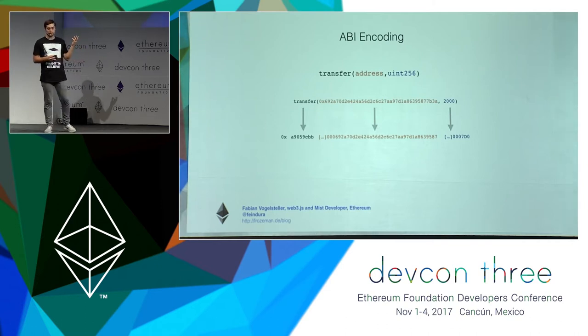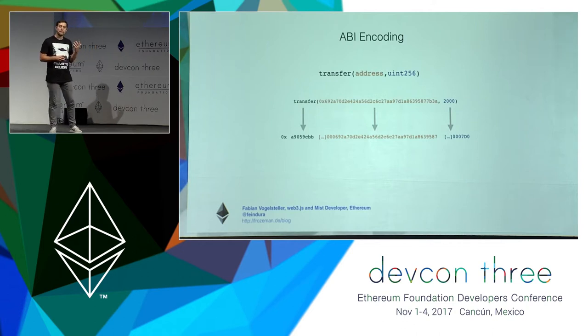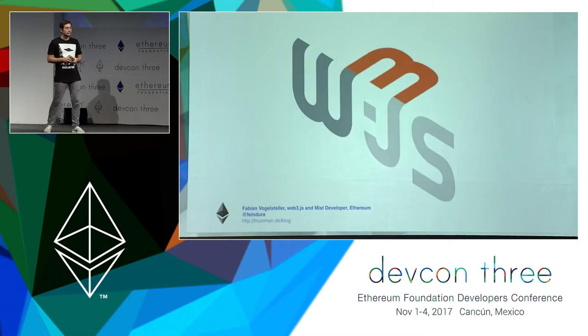For example, if you look at this example here, if you want to call a function in the EVM, for example the transfer function with two parameters on a contract, we would have to translate this by hashing the function, including its parameter types, and then taking the first 4 bytes of that as the function name, and then appending the other parameters after that. Web3.js takes care of that, so you don't have to do it, and you can conveniently work with JavaScript objects.